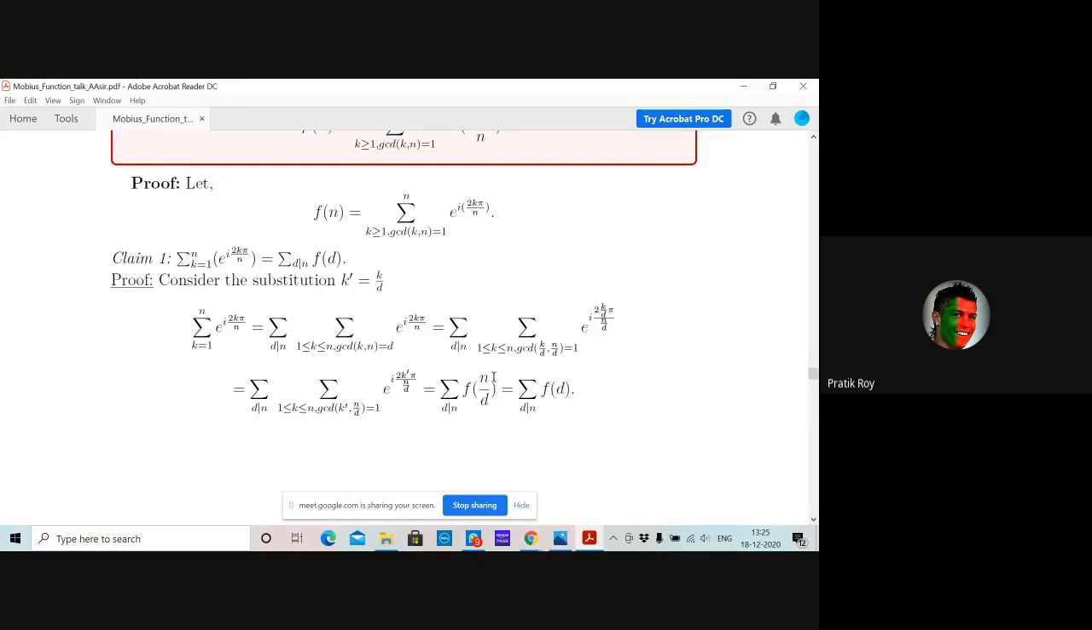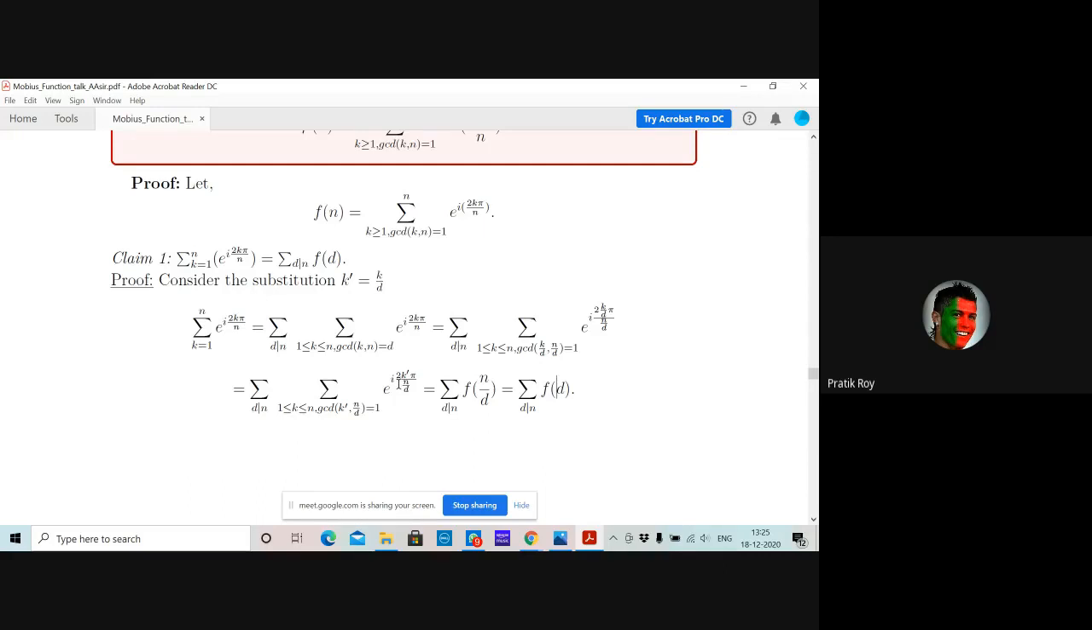Yes, so I was saying that if the GCD of k and n is d, then the GCD of k by d and n by d is 1, and that is an equivalent condition. And so I have that, and we have to just make a few substitutions here. That is, I am writing 2k pi by n by dividing the numerator and denominator by d. So finally I get this expression, which is 2k prime pi by n by d, which is nothing but just the expression of f n, but n is replaced by n by d.